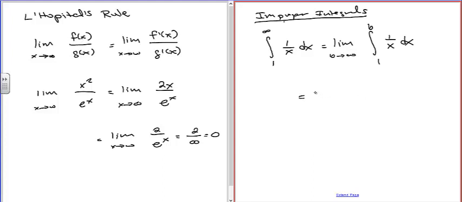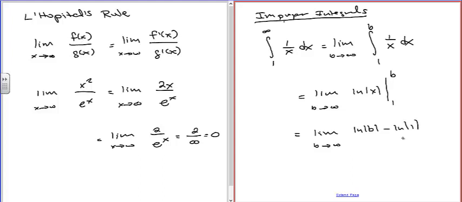So in our case right here, we would integrate 1 over x dx, which is the natural log of the absolute value of x, and we'd evaluate that between 1 and b. So that's a little different. It's kind of like a definite integral, but it's got a variable as one of the limits, but you still do the same thing. You plug in the upper limit, subtract plugging in the lower limit.